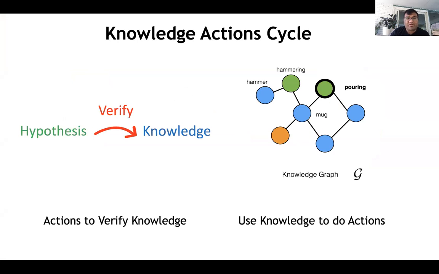Okay, so this is what my talk looks like. I'm going to talk about this knowledge-action cycle that actually exists. The first part of this cycle is that we can use actions to verify knowledge and build knowledge bases essentially. And the inverse, which is that we have to use knowledge to perform actions themselves so that they can generalize and we can do novel tasks and novel categories that we have never seen before essentially.